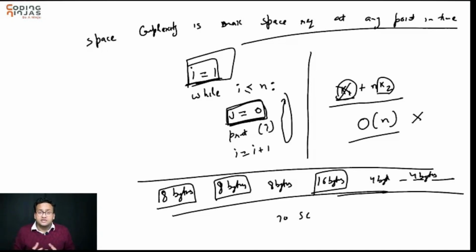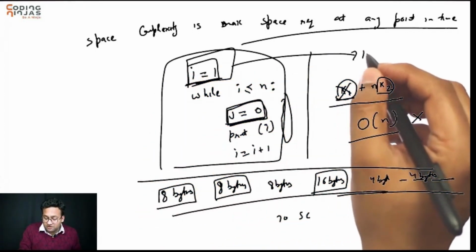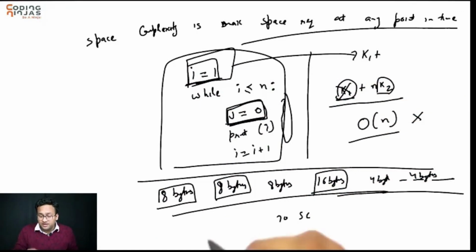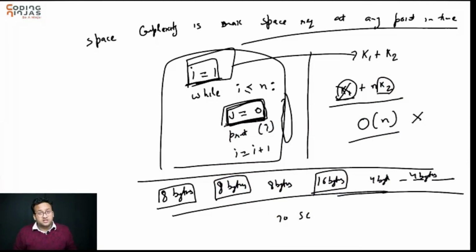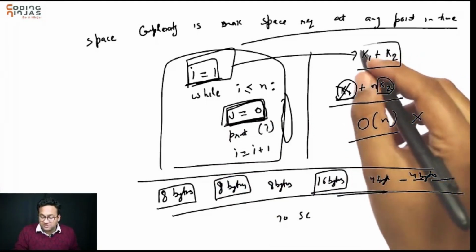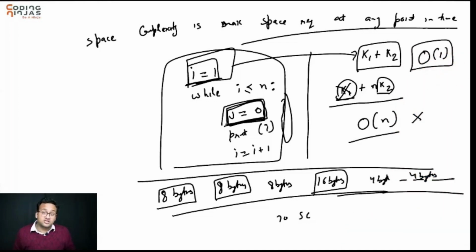So the space complexity we calculate will be based upon the maximum space requirement at any point in time. For this code, I need this memory, which is K1, and at any point in time I only need this memory once, that is K2. The next time I would need it, I don't need the previous one. So the space requirement is K1 plus K2, so it is actually big O of 1. It is a constant space requirement.